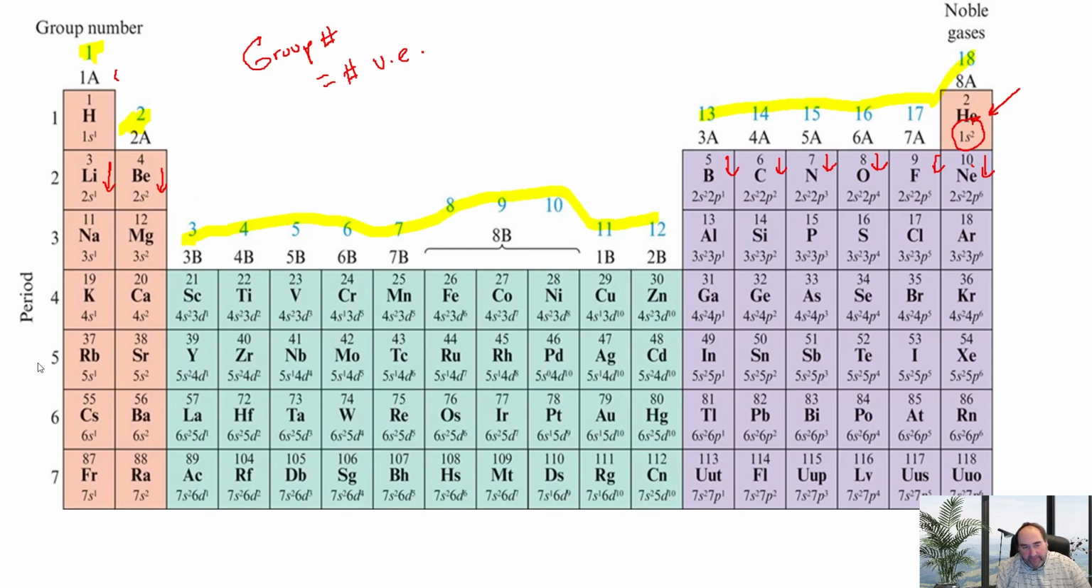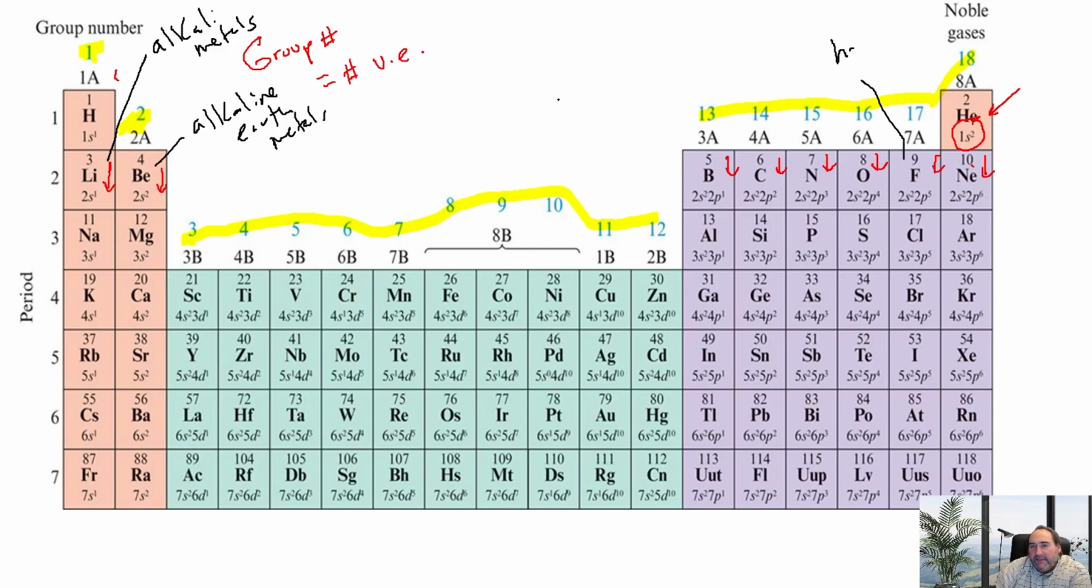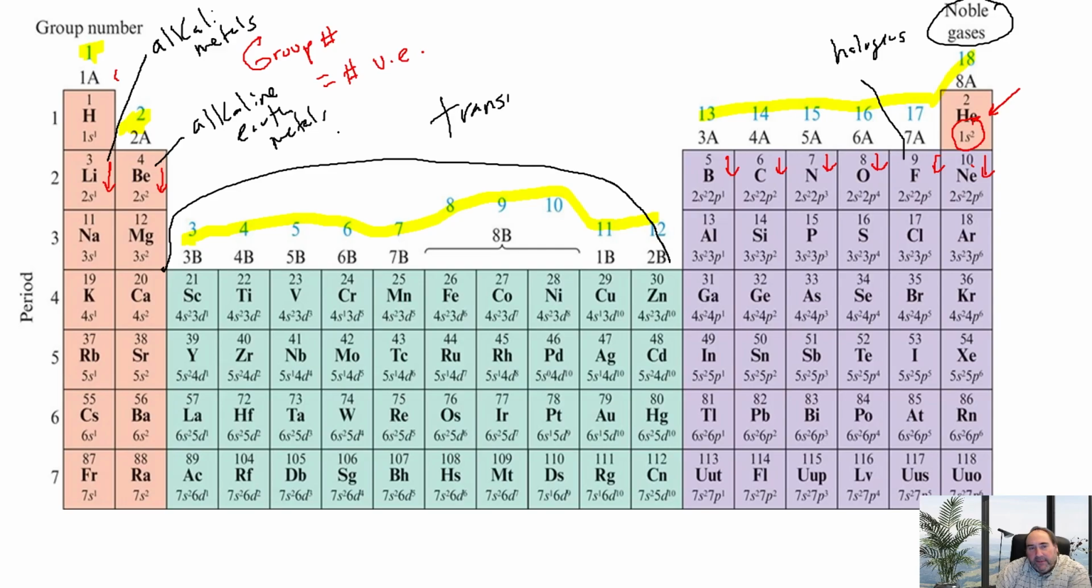So remember, just a review of what we talked about in terms of the periodic table. We have our alkali metals here, right? This is our alkaline earth metals. This is our halogens. And our noble gases, right? Our group 8. From here to here is our transition metals.